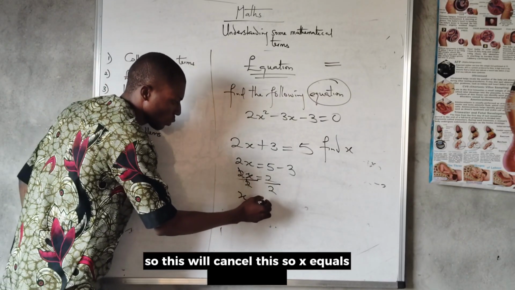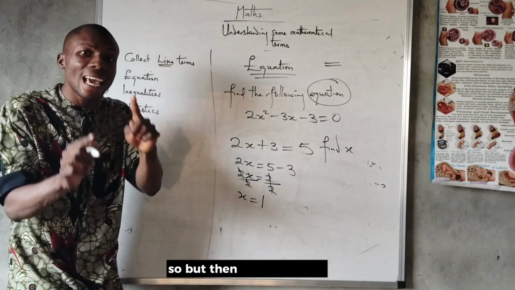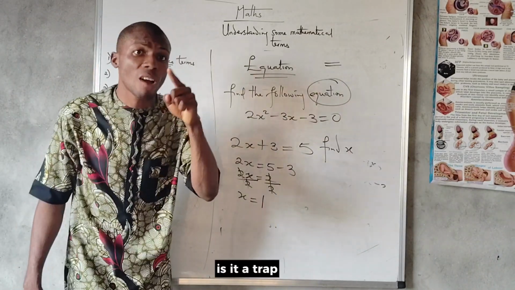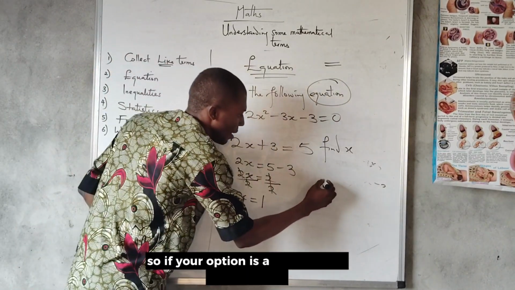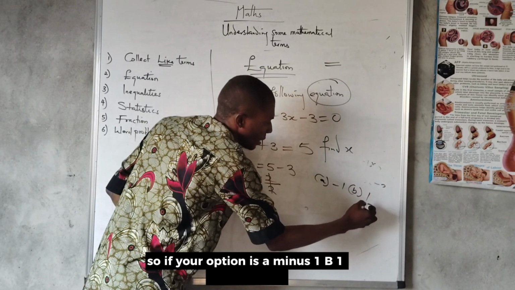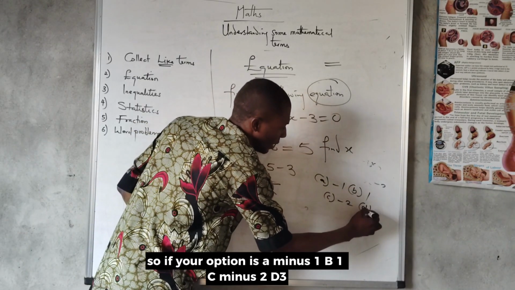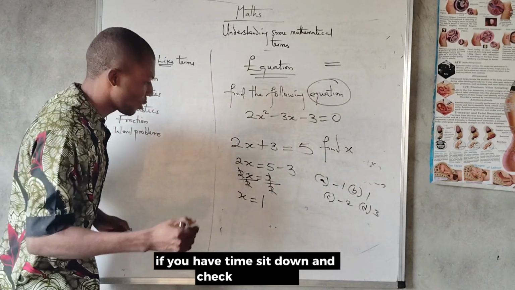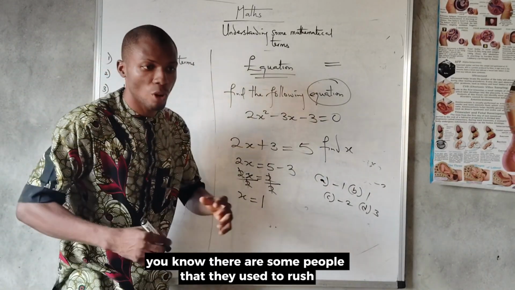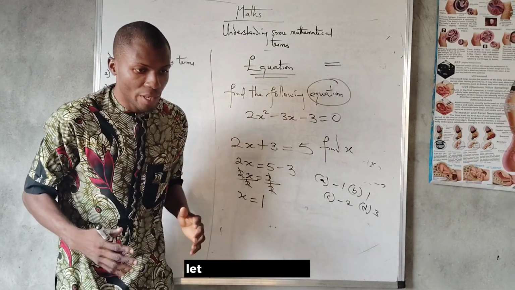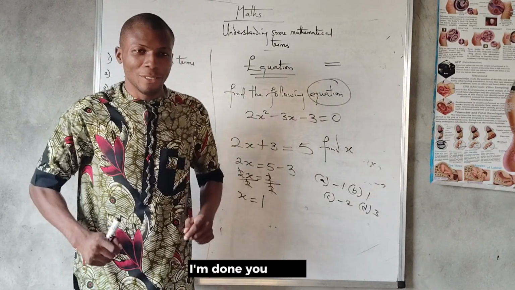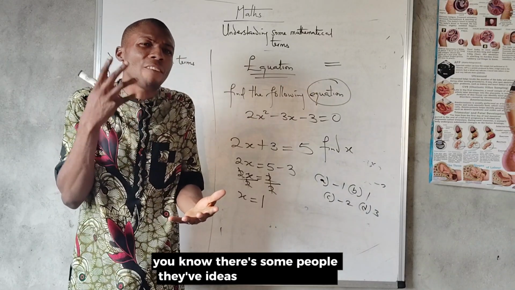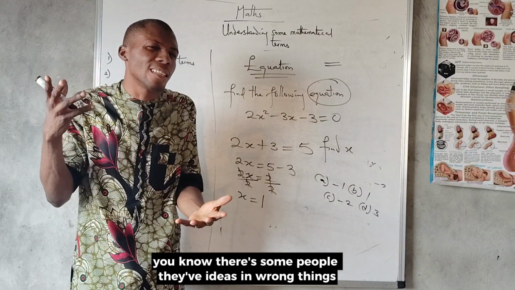So x equals what? 1. But then don't go away. It's a scam. It's a trap. So if your options are A, minus 1, B, 1, C, minus 2, D, 3, if you have time, sit down and check. Don't rush. There are some people who rush. They say, okay, I'm done. They want to show that brilliancy.